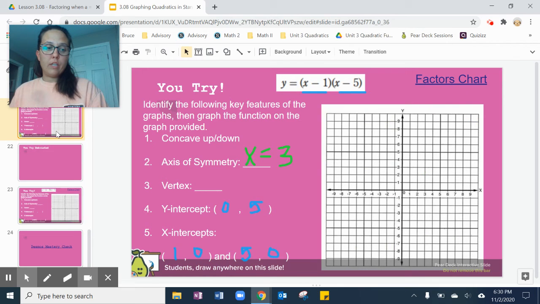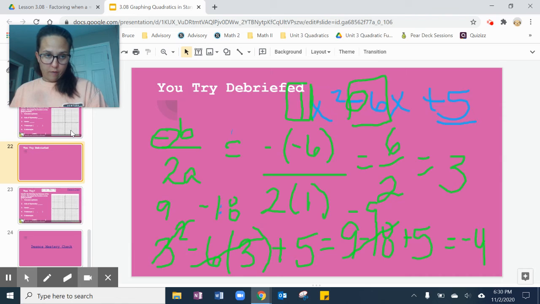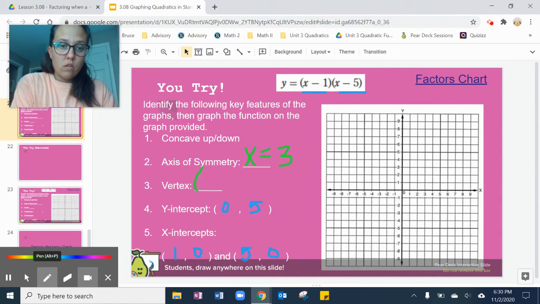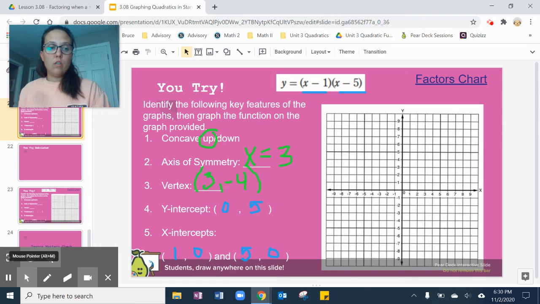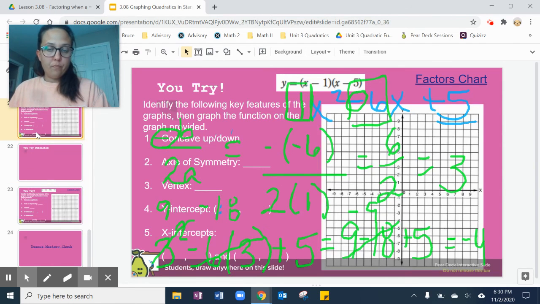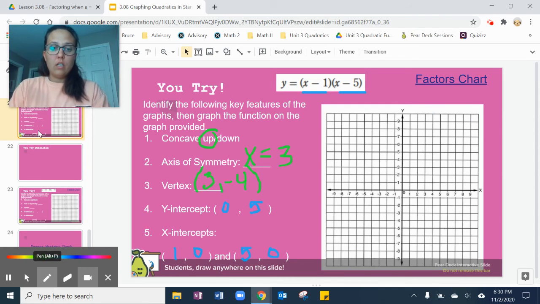So it's going to be (3, negative 4). And we know it's concave up because our a value is positive 1. So now we're ready to graph.